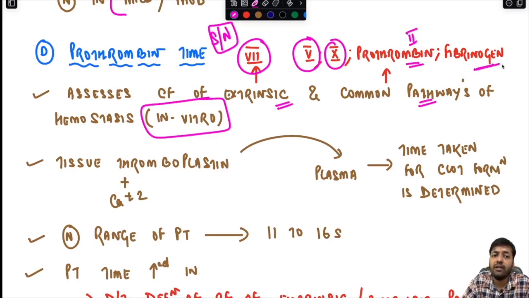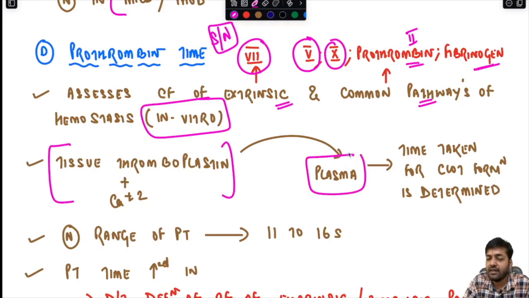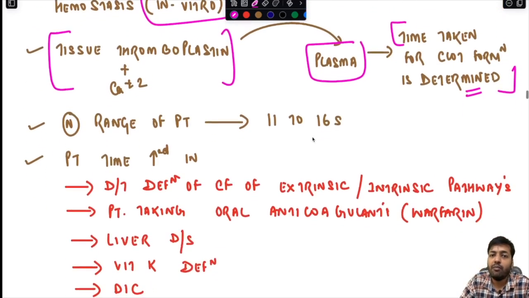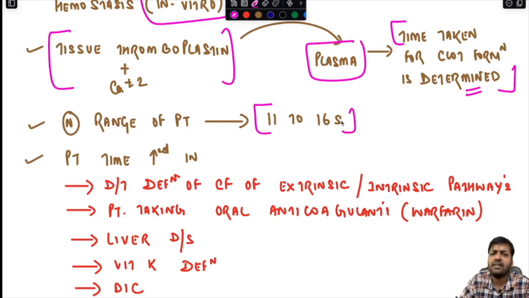So how do you carry out the test? You take tissue thromboplastin and calcium, and you add that to the plasma which we are testing. Plasma is containing all the clotting factors, and then the time which is taken for clot formation is determined in the form of prothrombin time. Now the normal range of prothrombin time is 11 to 16 seconds, and it might vary in different laboratories.